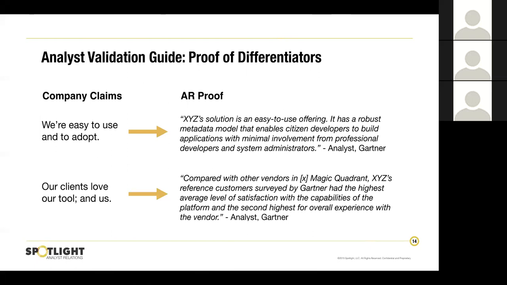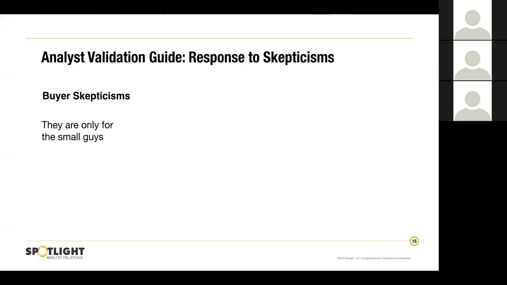Write out the differentiators that you want to make the claims to. What are you trying to argue in the market right now? What are the different proof points that you can provide? And on the other side of the equation, you know that there's skepticisms, right?